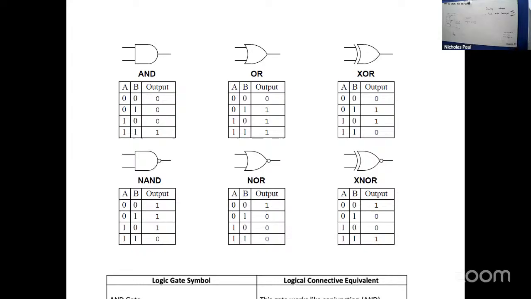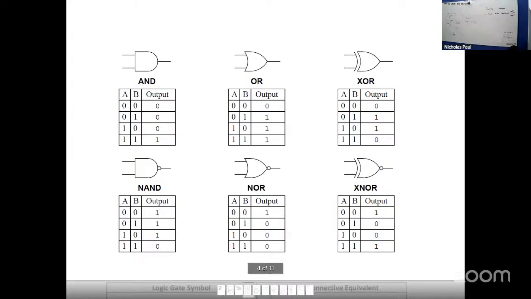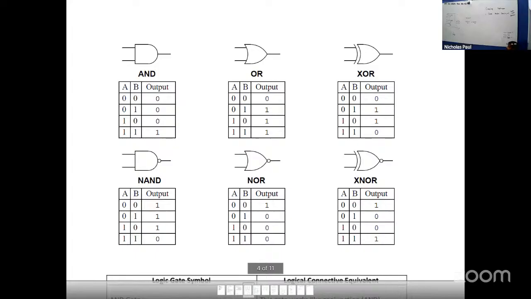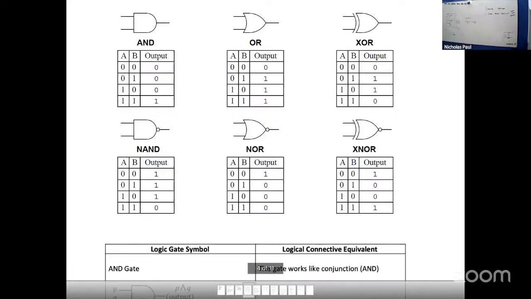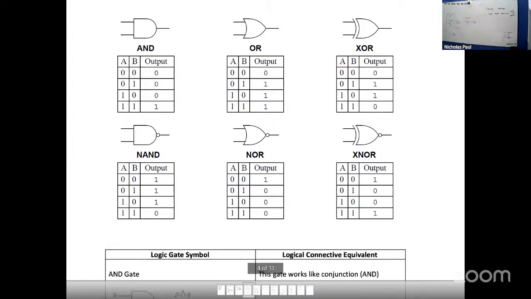So the first thing we have to remember is our logic gates. You have to remember your AND gate, OR gate, XOR, NAND, NOR and XNOR, and how they behave. So for example, the AND gate: two 1s give you 1, everything else is 0. You have to learn it like that.